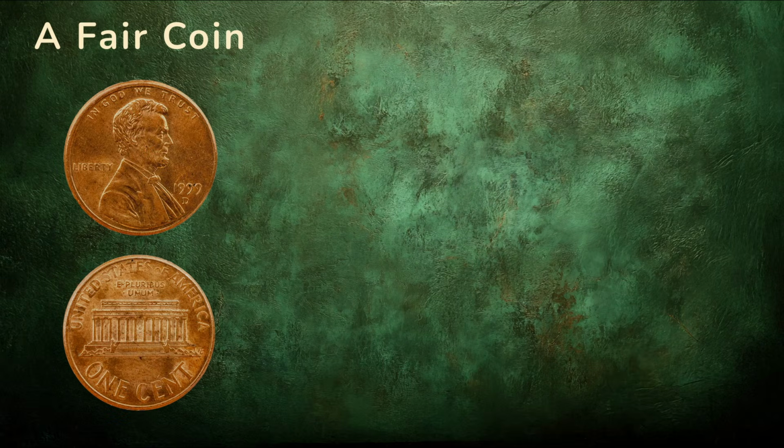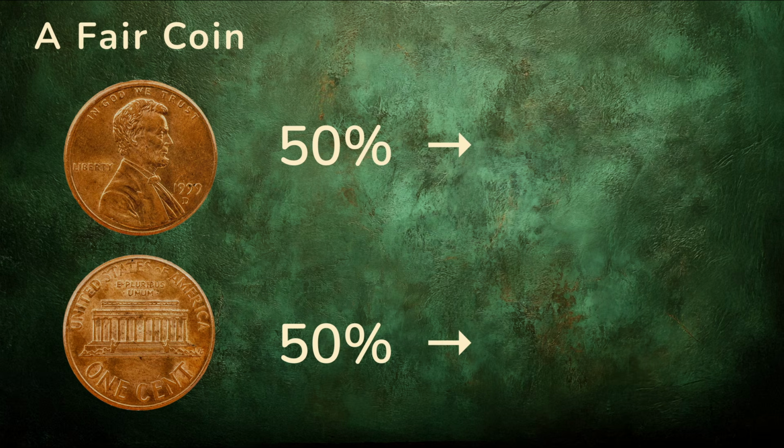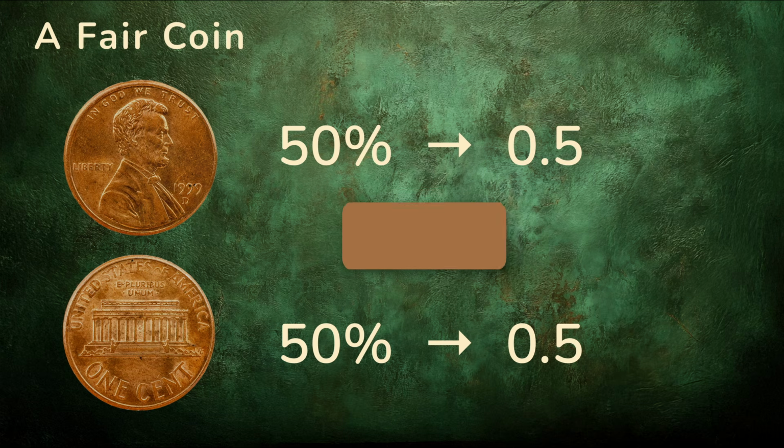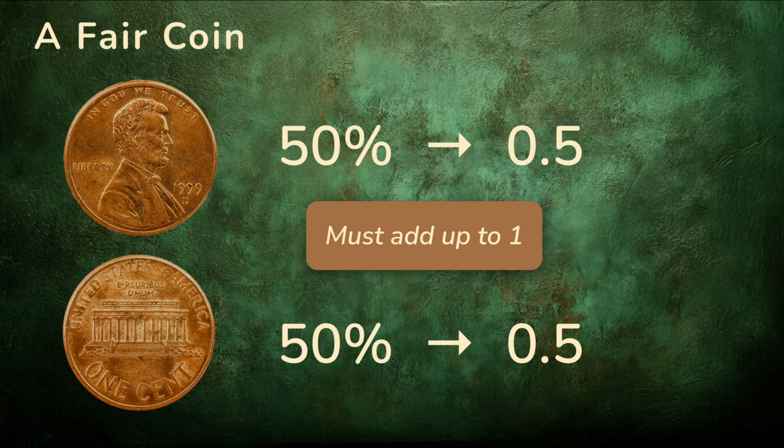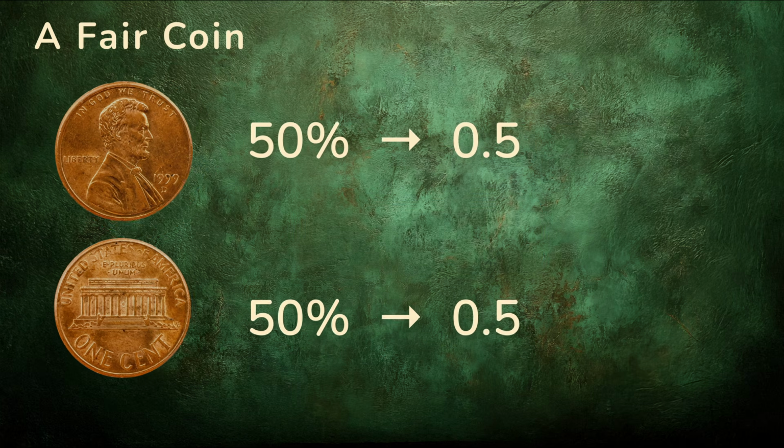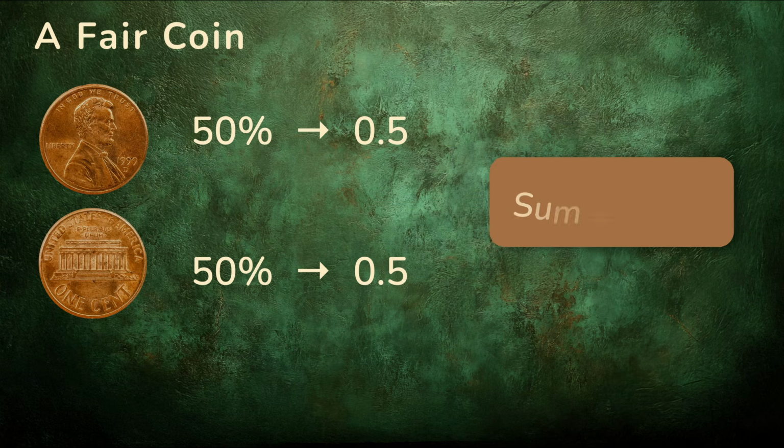Let's return to the coin. There are 2 possible outcomes. If the coin is fair, then the probability of heads is 50%, and the probability of tails is 50%. In math and in code, we usually write those as 0.5 and 0.5. And here's something fundamental. The probabilities must add up to 1, not 1.2, not 0.9, exactly 1. Another way to say this is the sum of the 2 probabilities is always 100%.